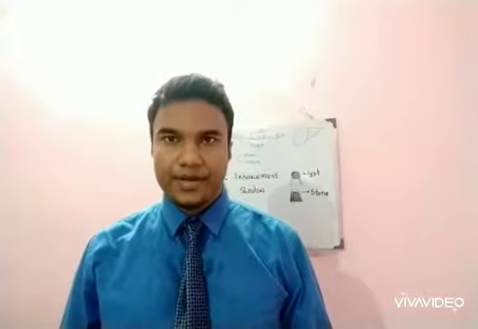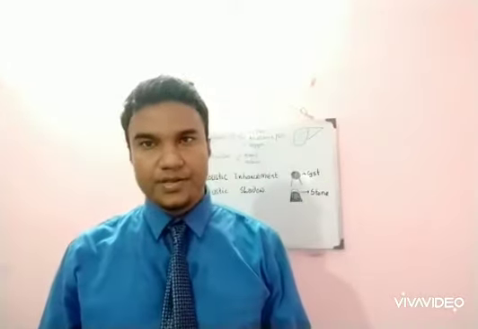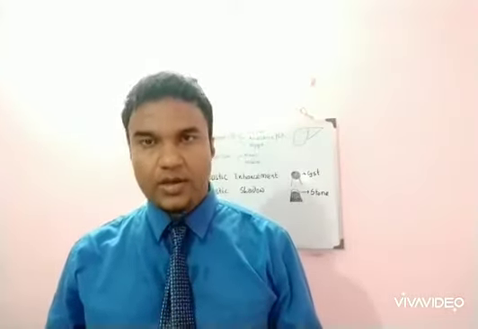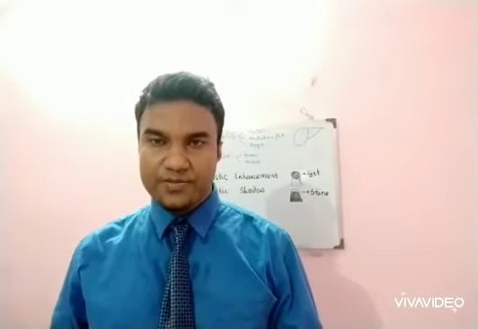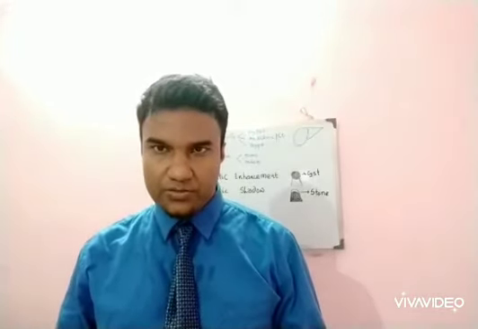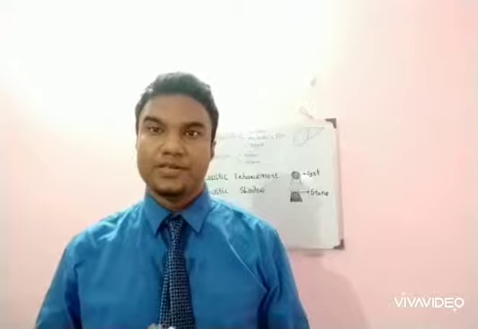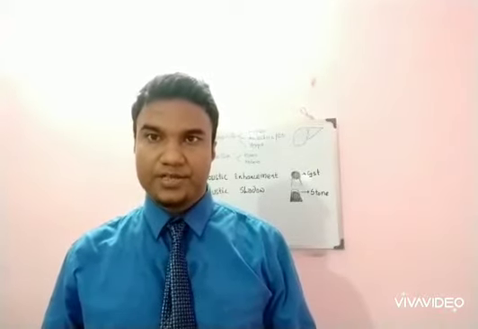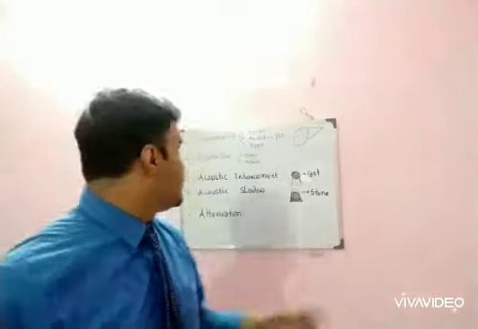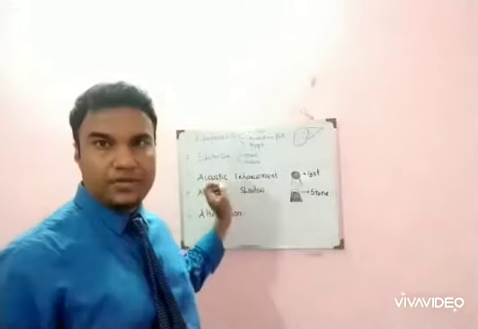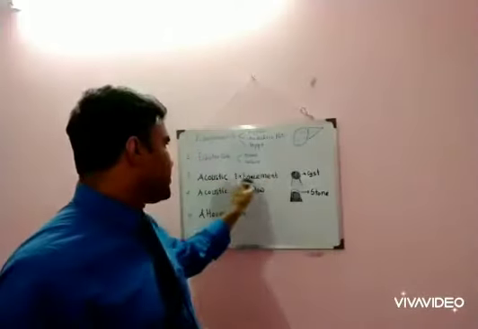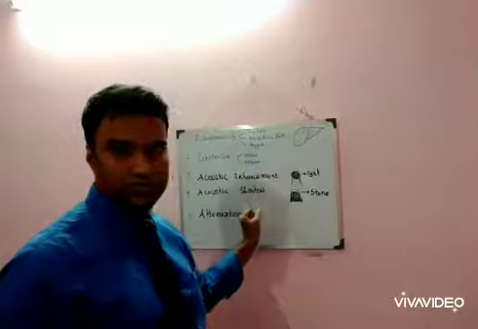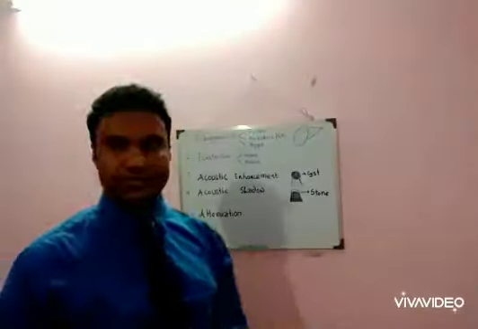What are they? Number 1, echogenicity. Number 2, echo-texture. Number 3, acoustic enhancement. Number 4, acoustic shadow. And the last one is attenuation, that is number 5. So these are echogenicity, echo-texture, acoustic enhancement, acoustic shadow, and attenuation.